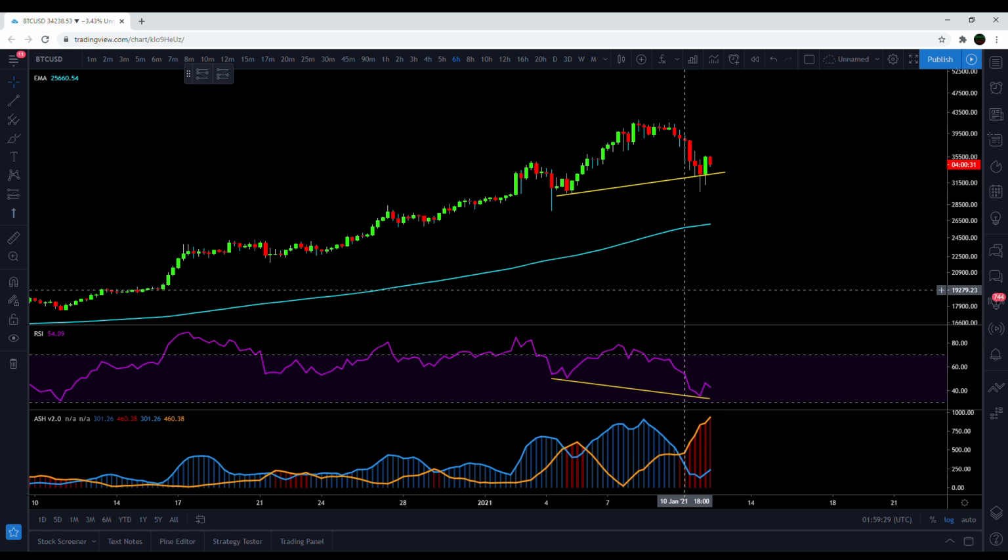Hidden bullish divergence normally signals continuation of the current trend, okay? So that's the first thing that you can take a look at and think, all right, maybe this is just a dip and there's no reason to freak out.